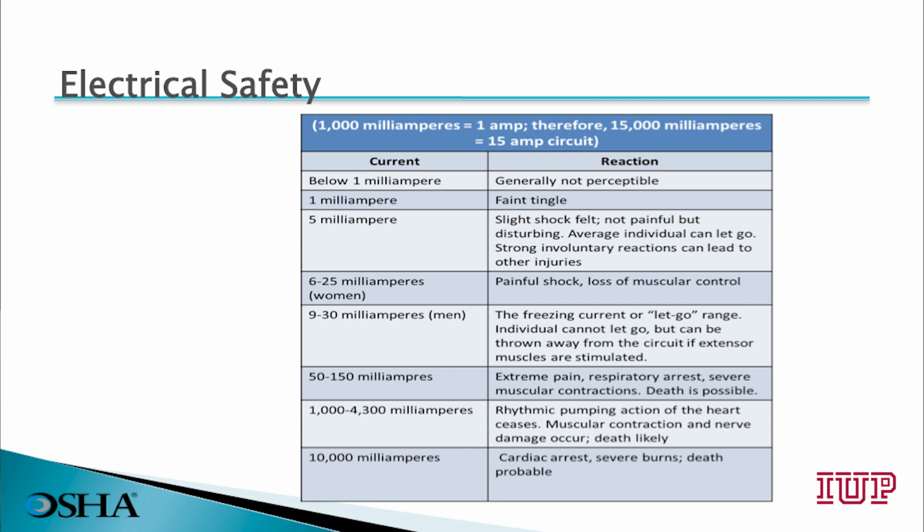Over 50 milliamps, it's extremely painful. You may suffer respiratory arrest, severe muscular contractions, and even potential death. Between 1,000 and 4,000 milliamps, the pumping action of the heart ceases. And over 10,000 milliamps, cardiac arrest, severe burns, and death is probable.